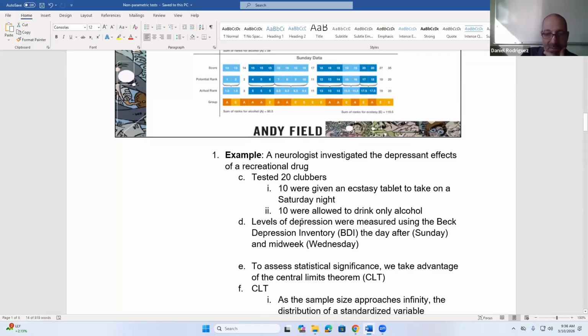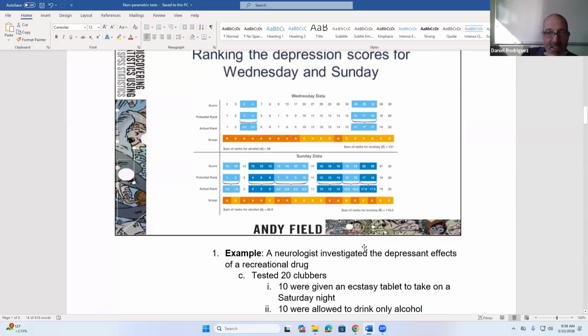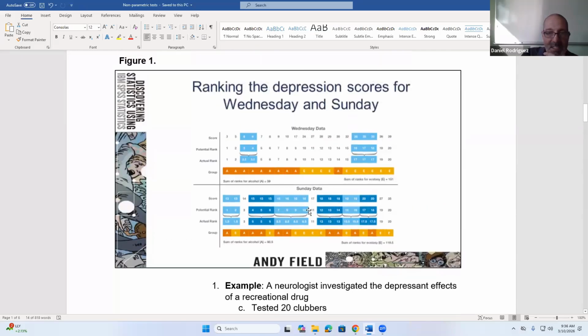They measured the level of depression using the Beck Depression Inventory the day after, on Sunday, and then again on Wednesday. So we have two sets of data, Wednesday and Sunday. These are your depression scores up here for Wednesday, and these are your depression scores for Sunday.